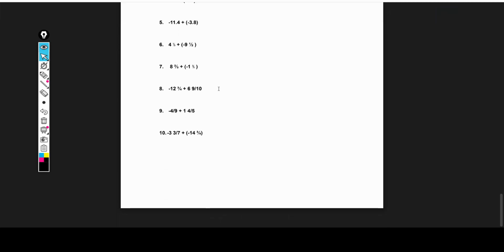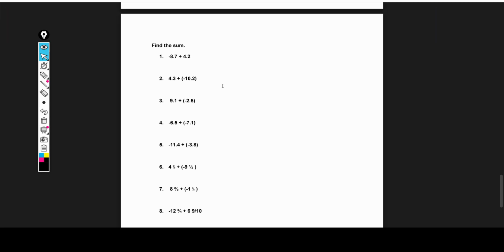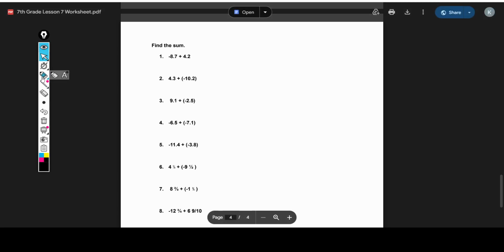And now these are just some sums. I'll only go over a few of them since you should be able to have the hang of them by now, hopefully. We'll start with number 2. 4.3 plus negative 10.2.